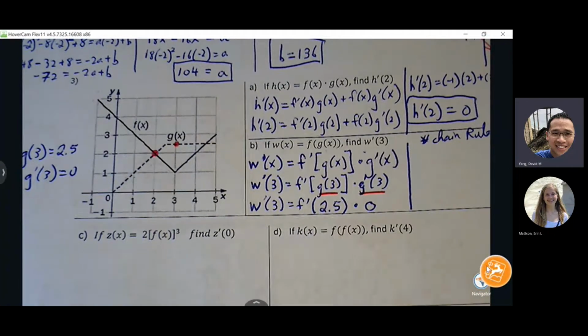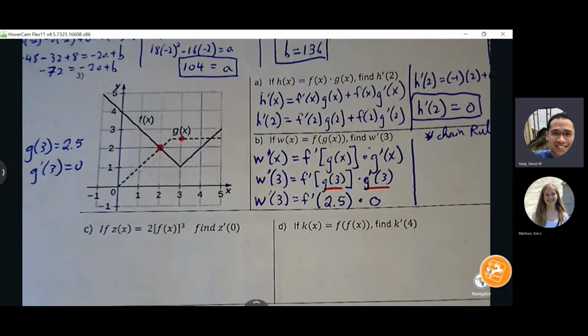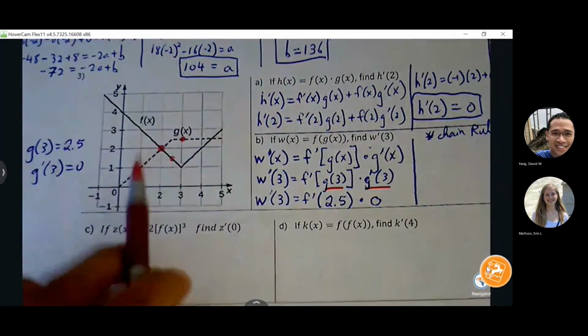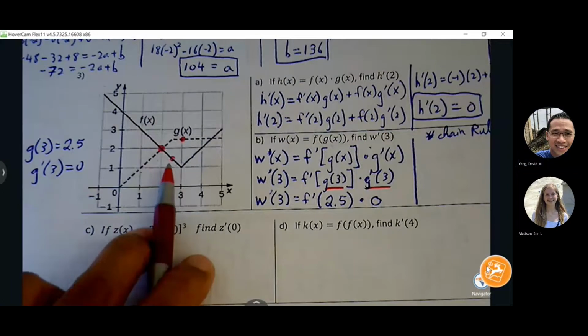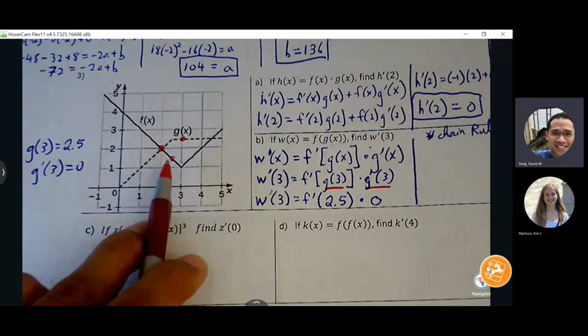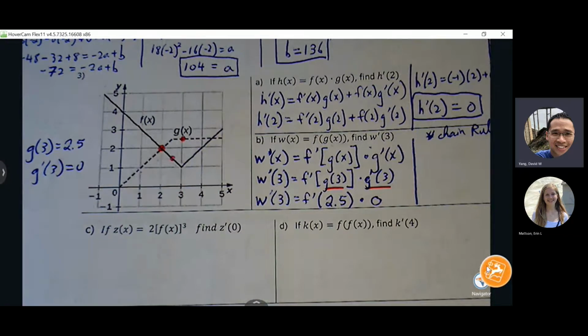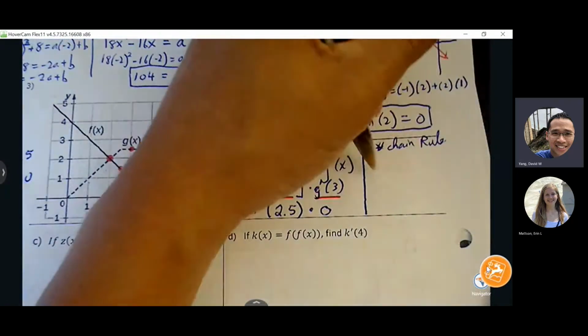F prime of 2.5. So let's find 2.5 on the F graph. What's the slope of this line segment? -1, right? So it doesn't matter if it's a decimal, right? It's still along the same line. So this is still -1. Therefore, -1 times 0 is 0.